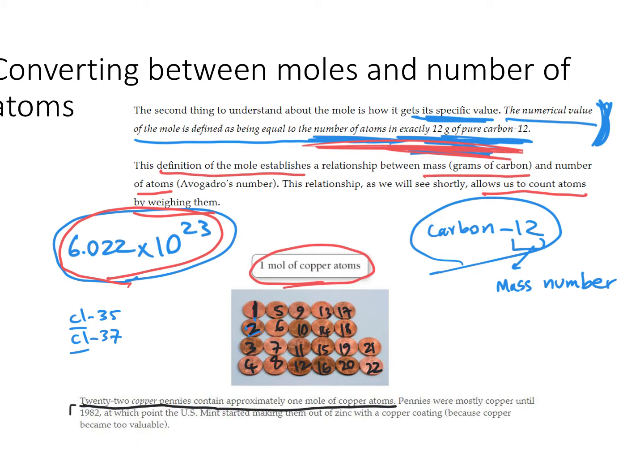And then here your book gives some explanation about what pennies are made of right now, but that doesn't exactly matter for the purpose of our class. Just remember that 1 mole of copper atoms corresponds to 22 copper pennies. Okay?